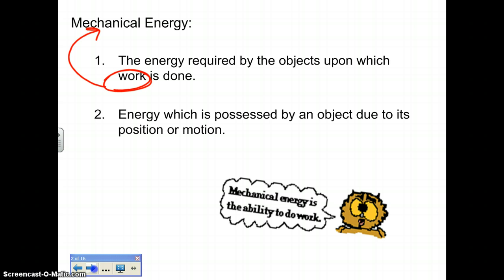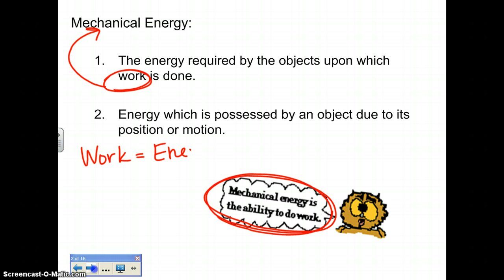Mechanical energy is energy possessed by all objects due to its position or motion. This is really the key concept I want you guys to get from this slide, so highlight it, star it, circle it, whatever. Mechanical energy is the ability to do work. So if you're talking about being able to do work, you have to have energy.